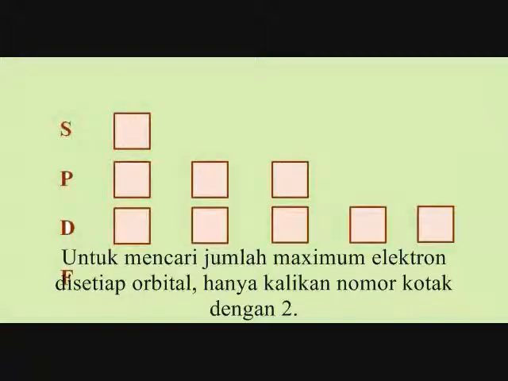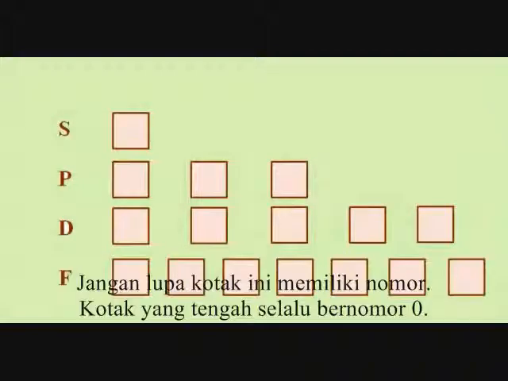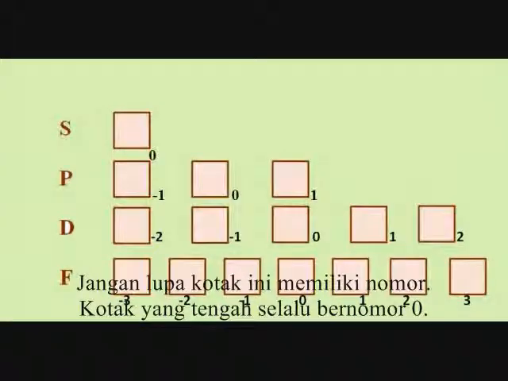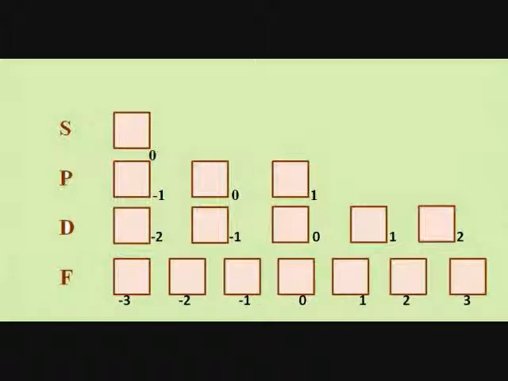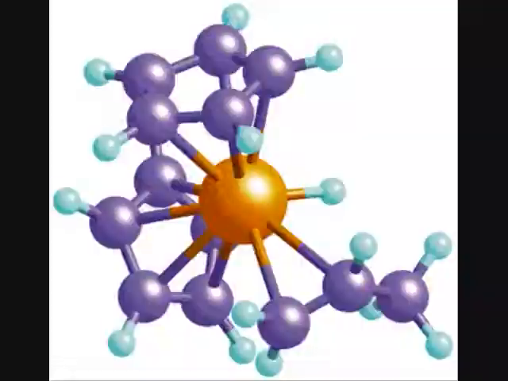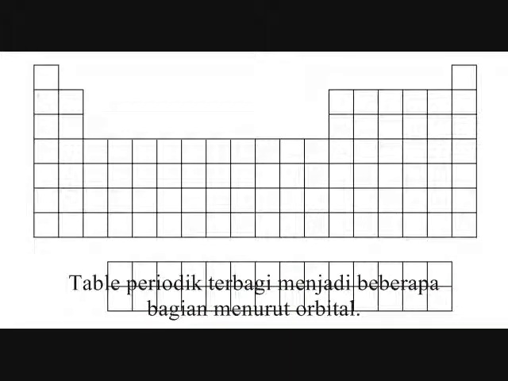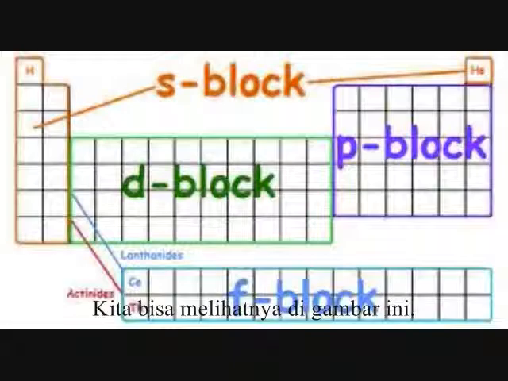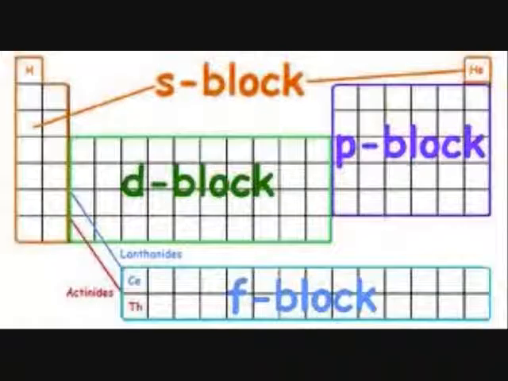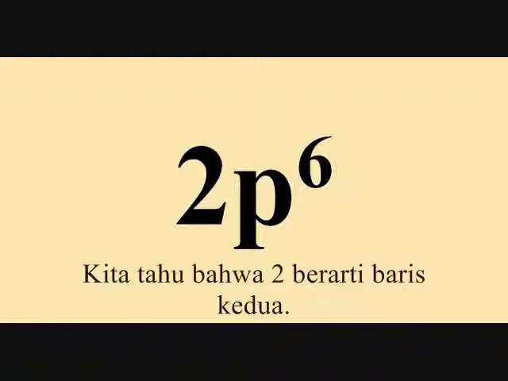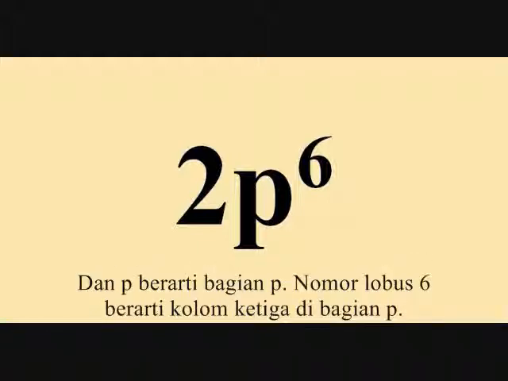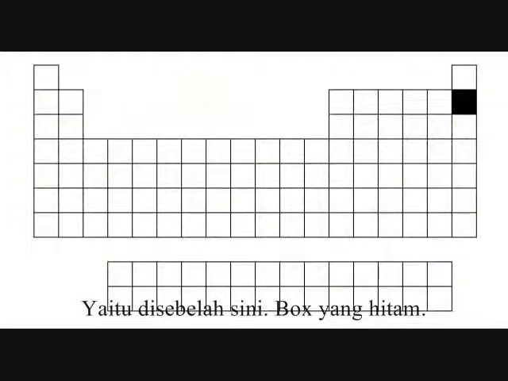Don't forget that each of these boxes has numbers. The middle box is always 0, to the right is positive, and to the left is negative. If you only have one box, the number is just a 0. The periodic table is divided into sections of orbitals. We can see where each of the orbital sections is in this image. Let's take the example 2p6. Now we know that 2 means the second row, p means the p section, and 6 means the sixth column of the p section, which is over here, the shaded box.